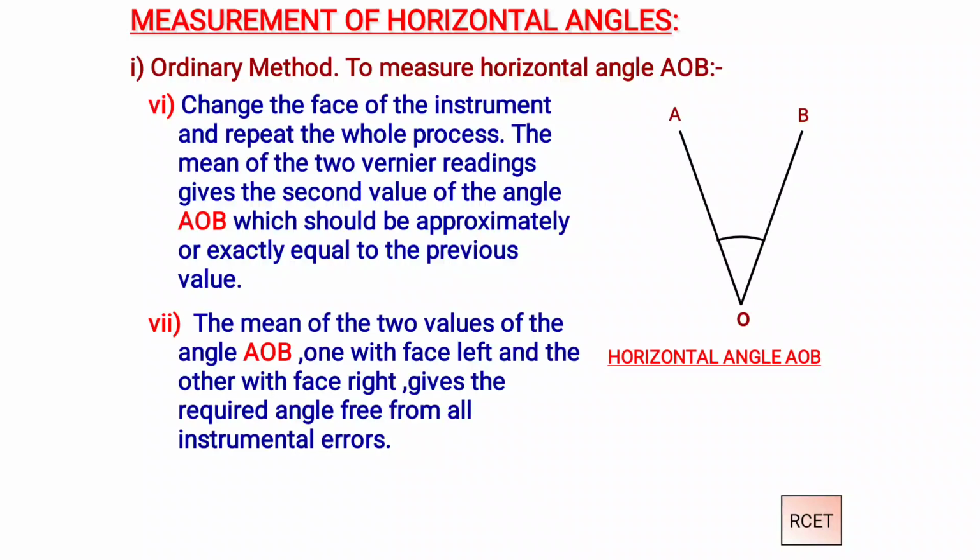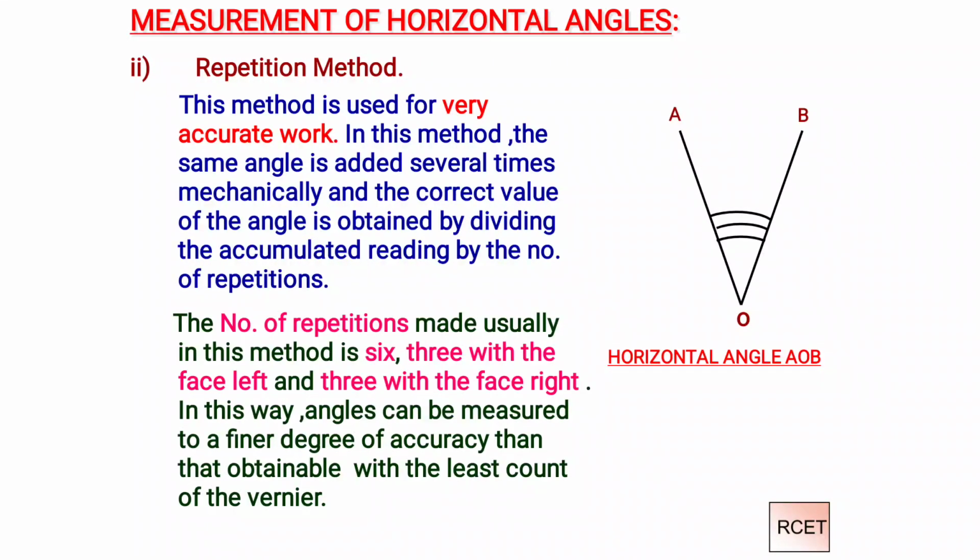The mean of the two values of the angle AOB, one with face left and the other with face right, gives the required angle free from all instrumental error. Then the second one is the repetition method. This method is used for very accurate work. In this method, the same angle is added several times mechanically and the correct value of the angle is obtained by dividing the accumulated reading by the number of repetitions.